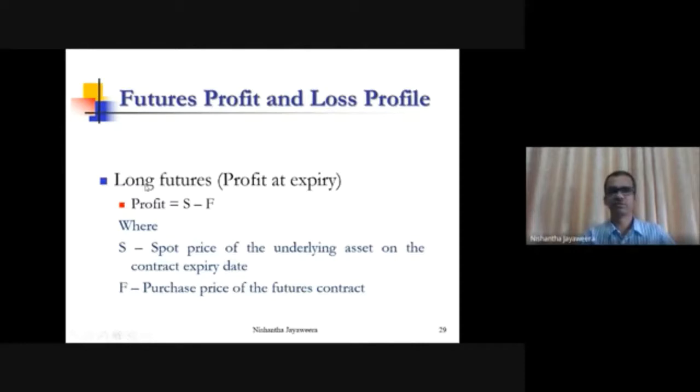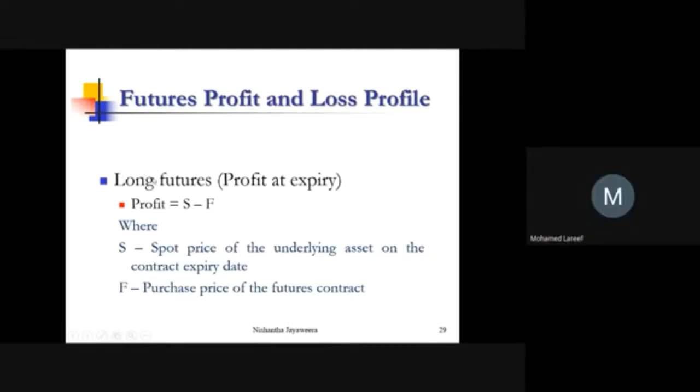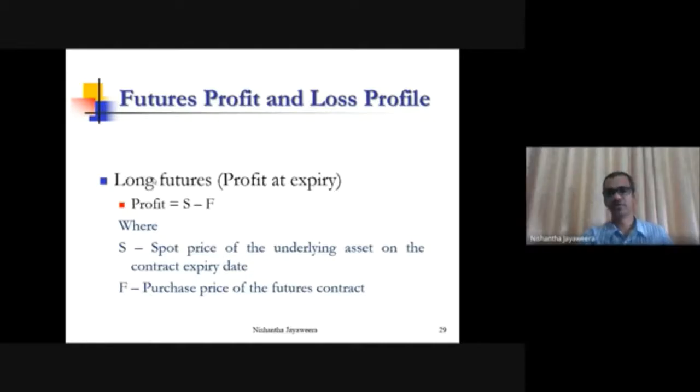So for a long futures contract, what does it mean by long? You have already bought a futures contract. Long futures means you have already bought a futures contract. What does it mean? You have agreed to buy the underlying on a future date. You have not bought the underlying, but you have agreed to buy that. So that's the long futures contract.